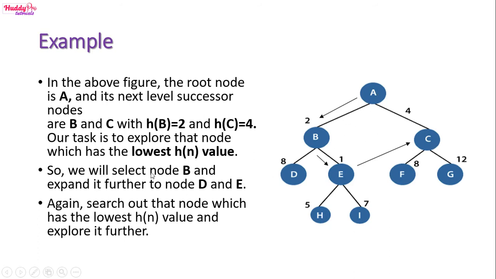That's why we will select node B and expand it further to node D and E. Again, we have to search out that node which has the lowest heuristic function value. So we have h of D and h of E. h of D will be 8, whereas h of E is 1, meaning we shall take this route. So we shall have A, B, E, and so on and so forth. So that's how the best first search algorithm works.